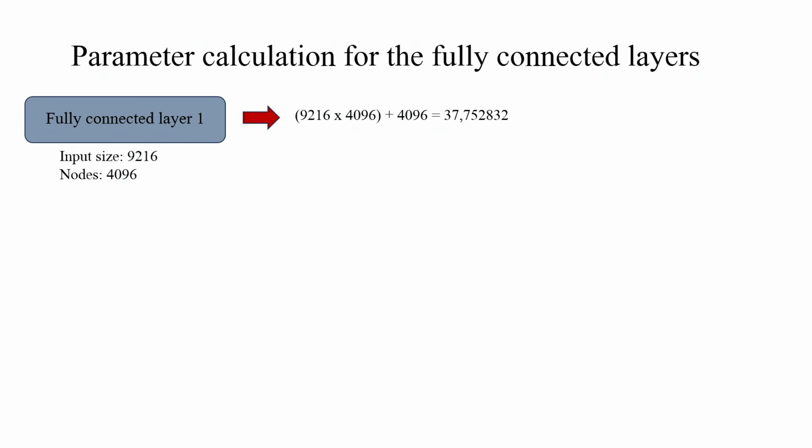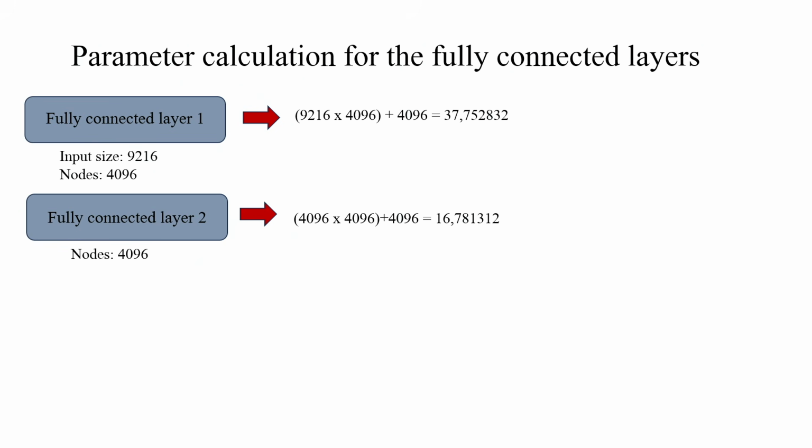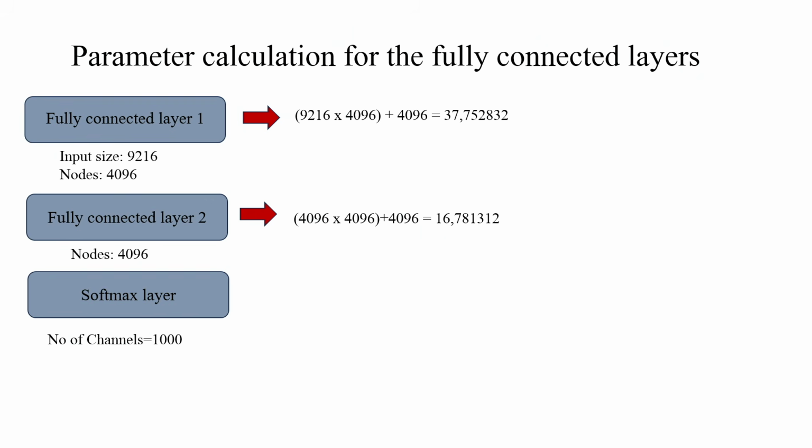And if we do a parameter calculation here, we see 37 million, around 38 million. In the second fully connected layer, we have number of nodes 4096 once again, and the parameter calculation gives me 16 million parameters. Then we have the softmax layer, where the number of channels is 1000, and if we do a parameter calculation, that is number of nodes into the number of output channels plus the output channels together, it gives 4097000 or 4 million parameters.